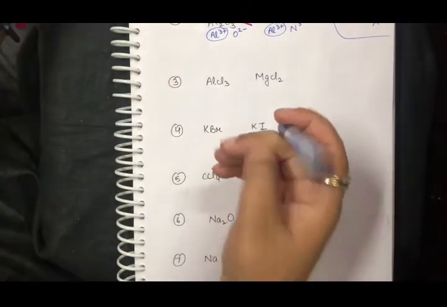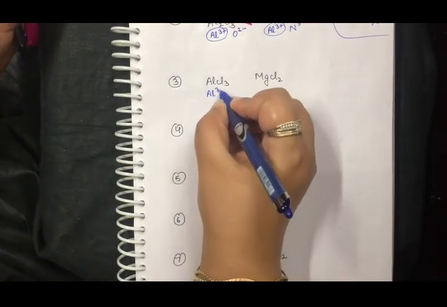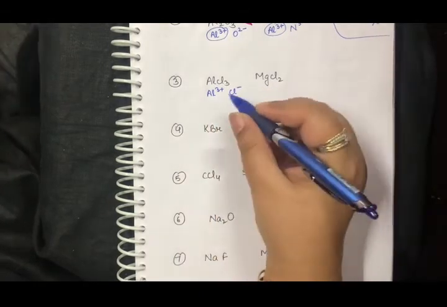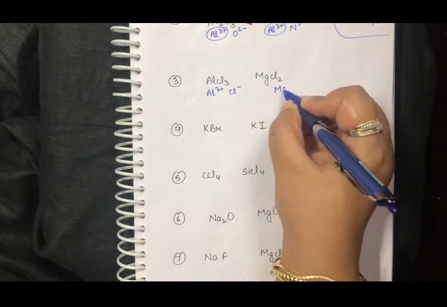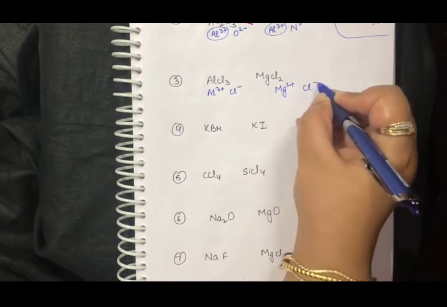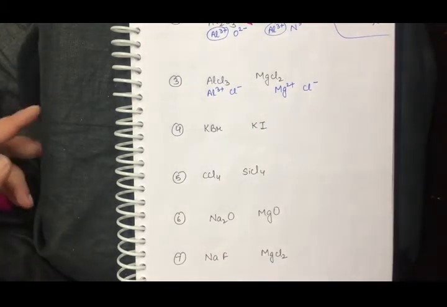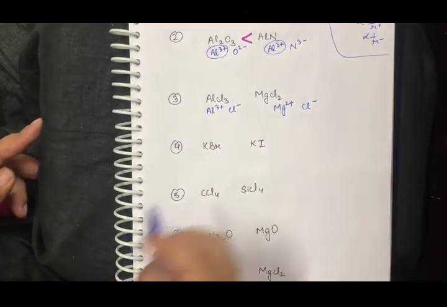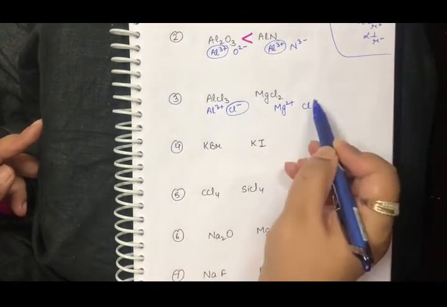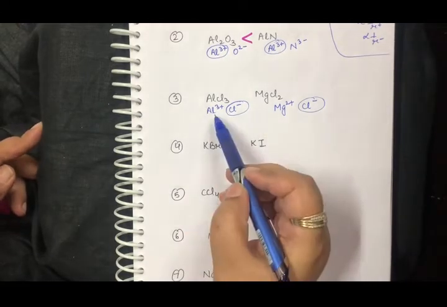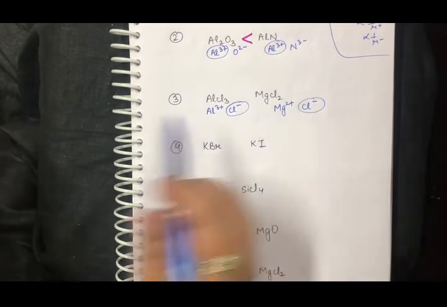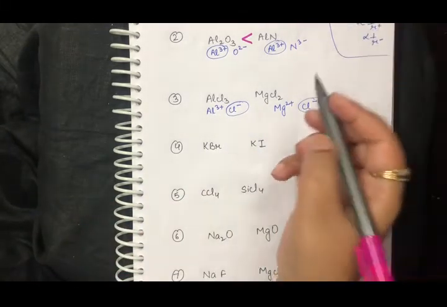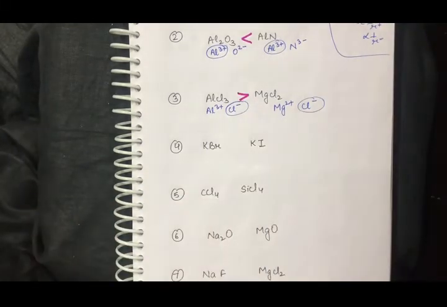Similarly, if I go to the next one, I have Al3+ and Cl-. I am not writing the exact number of chlorine atoms here, because I am only concerned with the charges. So these are the cation and anion present in both of them. Now I have to ignore chloride because it is common in both. First I will check the charge on the cation. Here it is 3+, here it is 2+, and charges are directly proportional to the lattice enthalpy. So this is going to have more lattice enthalpy than the other.